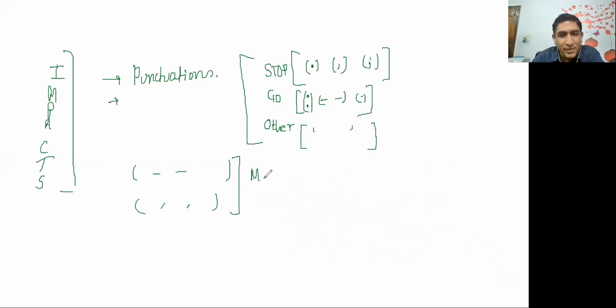For example, if I say Mohit, Laya and Rishi, let's say studying in US, the students from US.